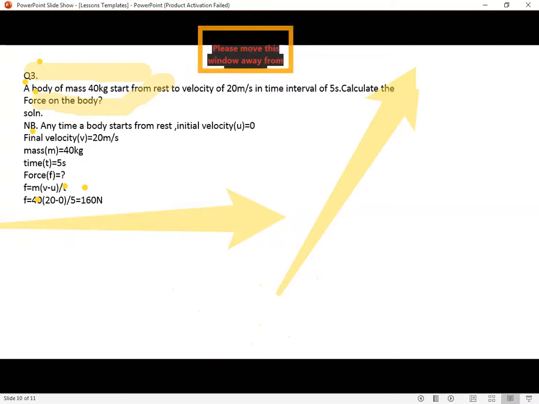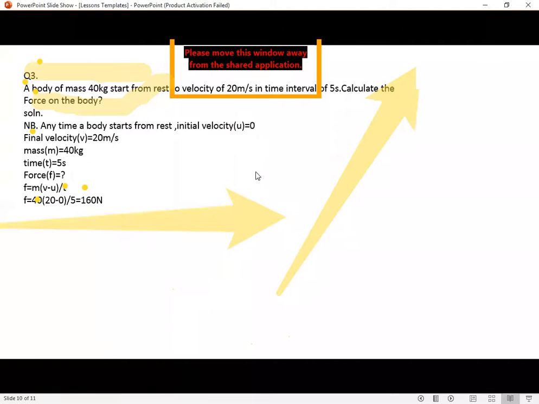Because if you want to calculate for the acceleration, it's V minus U all over T. And the V over there is 20. Your U is 0, initial velocity, all over the time, which is 5. And if you multiply that with the 40, you get 160. Please wait. So you get 160. Okay. So I'll be giving you some work right now.